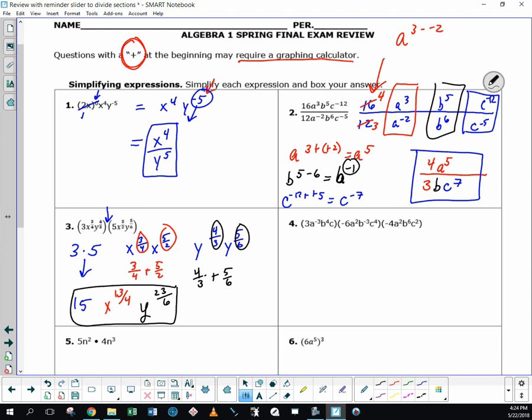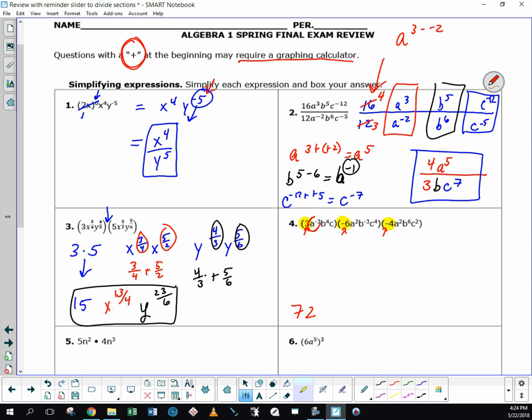Oh, number 4. Number by number, letter by letter. I'm going to use my highlighter on this one because this looks annoying. So I'm going to take a look at my numbers first. And 3 times negative 6 times negative 4 is going to be 72. So if I multiply all of these, then I end up with 72.